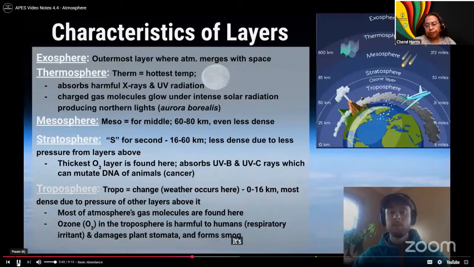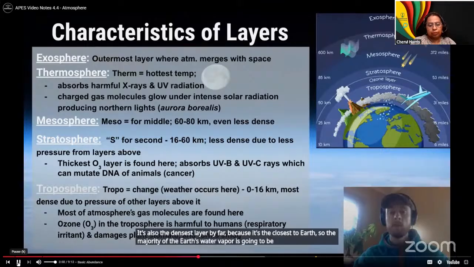It's also the densest layer by far because it's the closest to Earth. So the majority of the Earth's water vapor is going to be found in this layer of the atmosphere, along with many other gases.